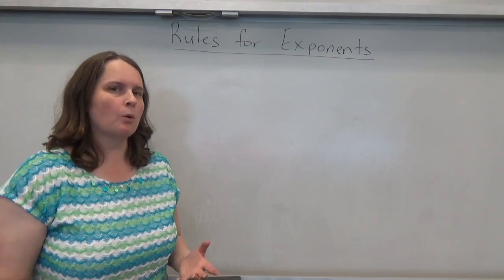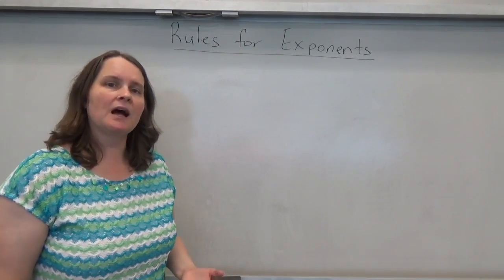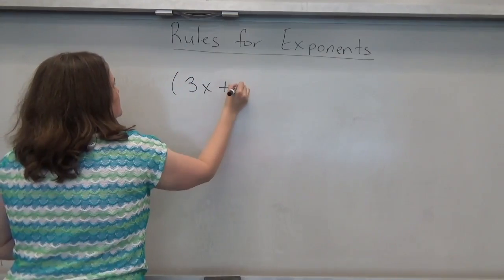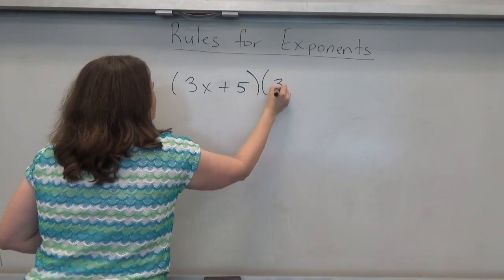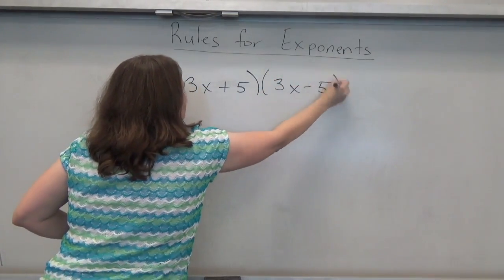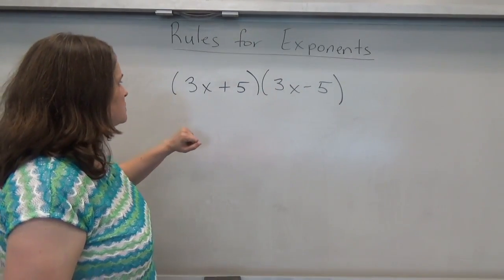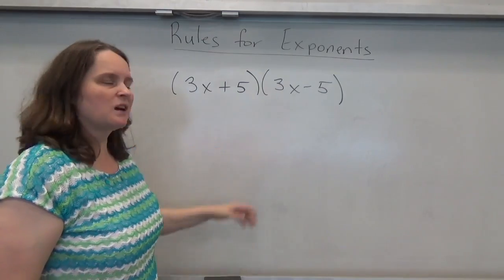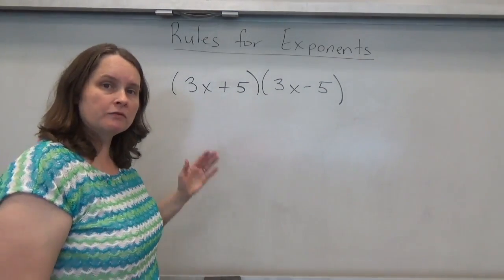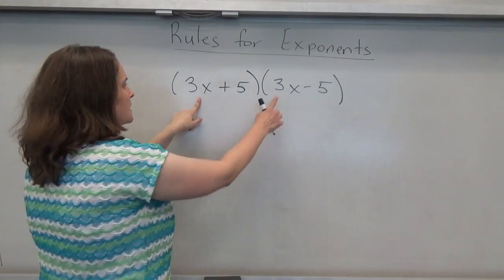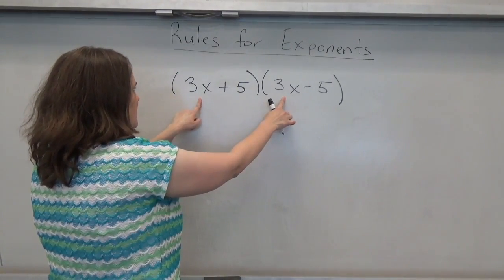So, for example, let's say I wanted to multiply the quantity 3x plus 5 times 3x minus 5. You know from algebra from high school that when you're multiplying binomials, a lot of times you might think of doing the FOIL method: first, outer, inner, last. So we're going to multiply 3x times 3x. That gives us 9x squared.